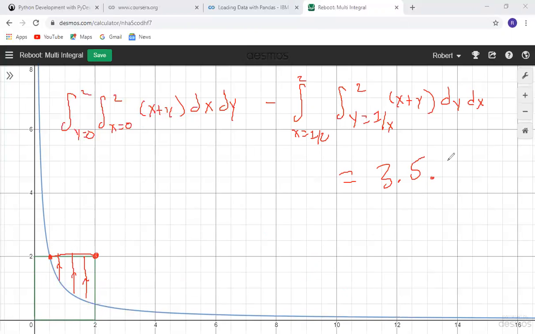Now, I don't know which one of those you would rather do. In either case, you have to do two integrals. So you can't really get around that in this problem. I just wanted to illustrate that based on what integrals mean, this is another way to solve the problem.